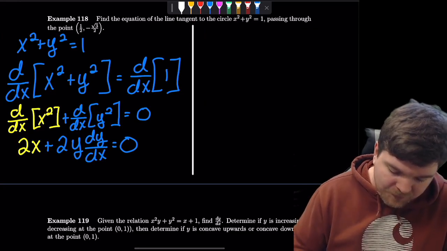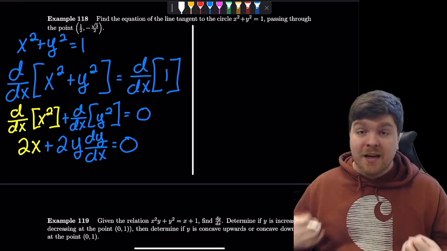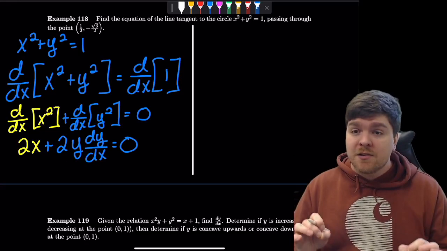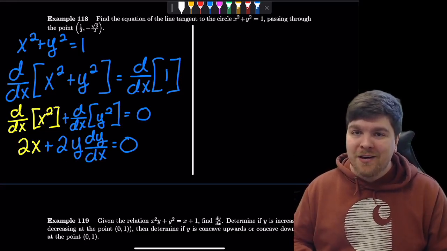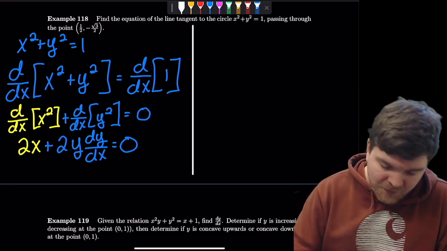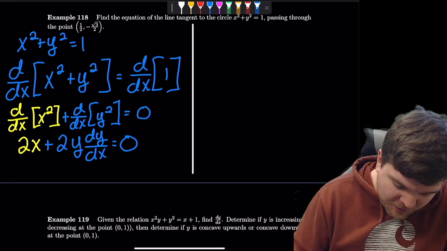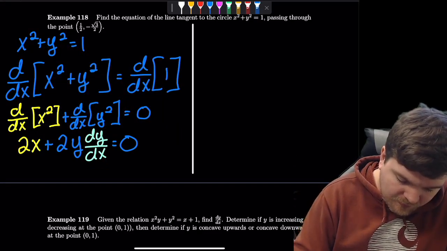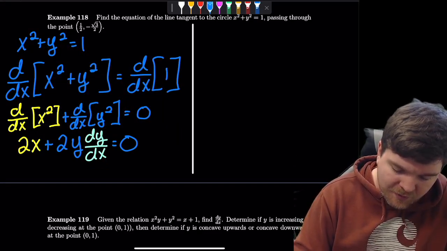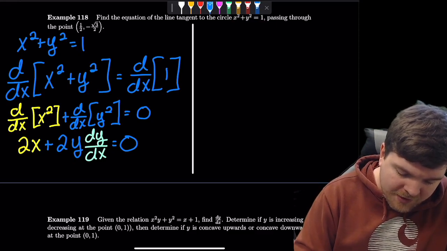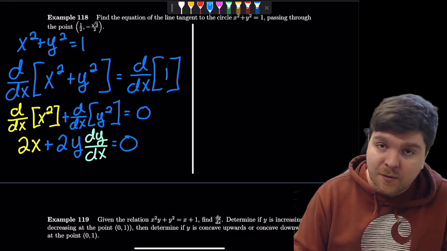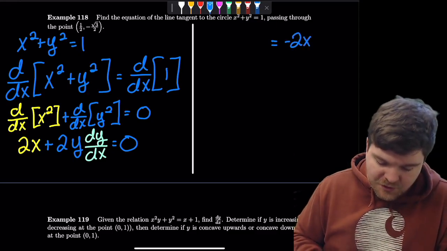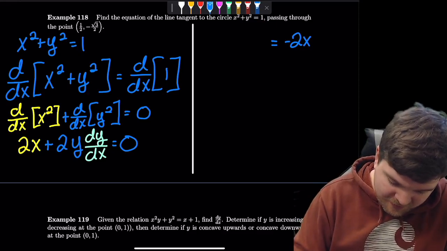So now we finally have ourselves a derivative. We have something that we can start using to find slope. It's not solved for at this point, but we can do a little bit of algebra to get us there. My goal now is to isolate this dy dx. I think we can see the little bit of algebra we're going to have to do to get there. If we subtract 2x from both sides of the equation, we'll have 2y dy dx equals negative 2x.